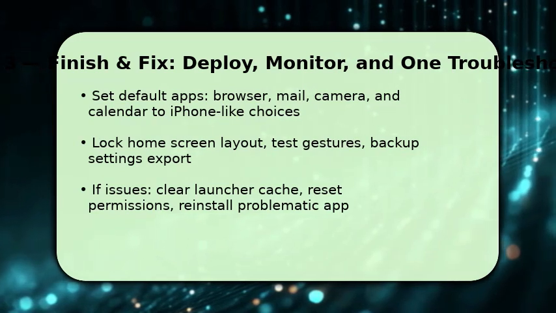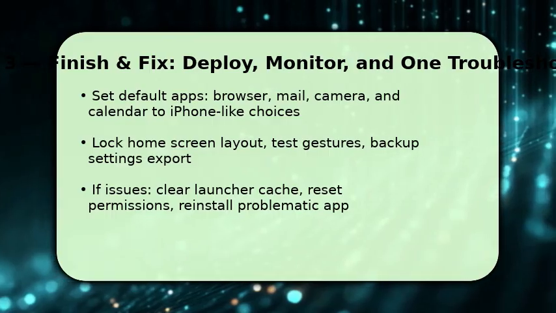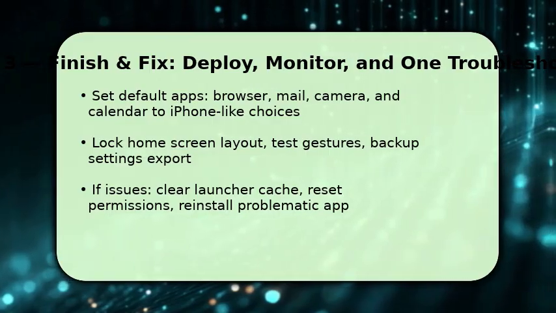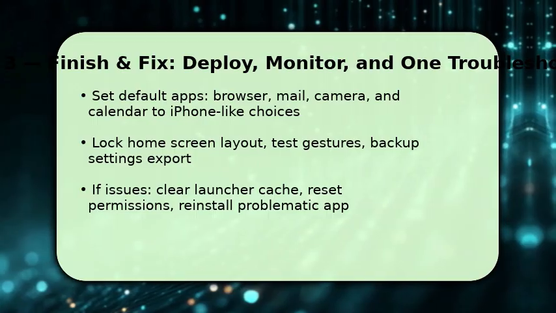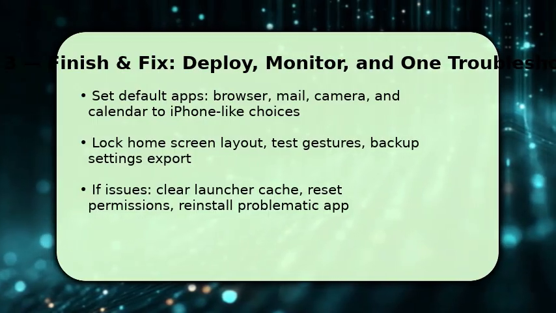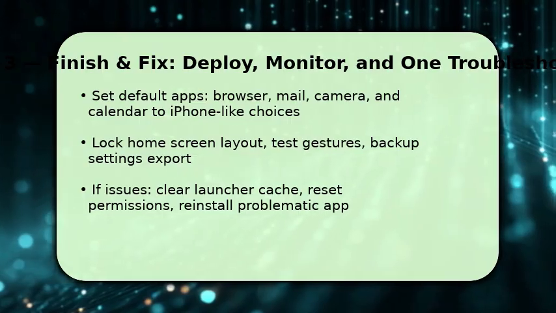Set default apps that behave like iPhone apps, lock the home screen layout so icons stay put, and export your launcher settings as a backup. Test every gesture and quick toggle. Adjust animation speeds to match iOS pacing.